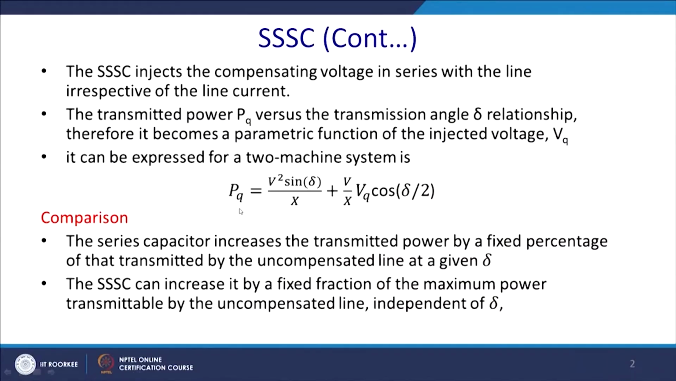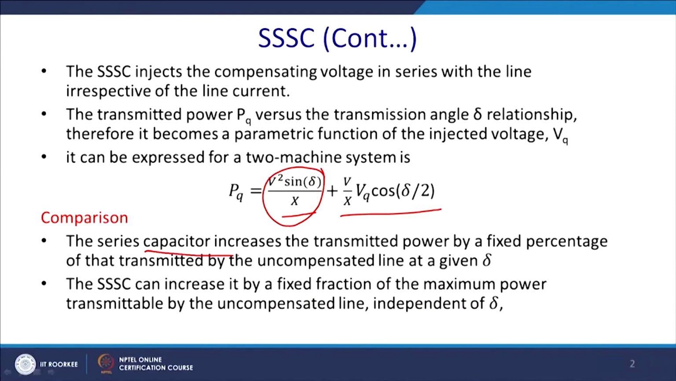We shall continue our lecture with our TCSC. So, we start at the point where we left off in our previous class. These are the expressions, this is actually the observation we were discussing. You can see that there is a part here which is the uncompensated one and this is due to the compensation. Ultimately, the power handling capability of the transmission line increases with the value of VQ.